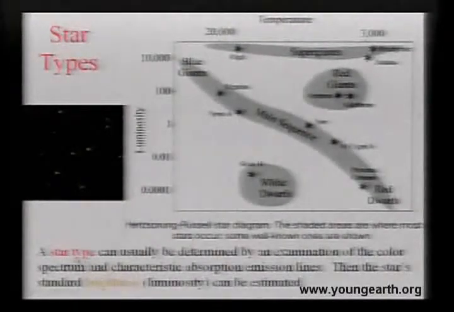Okay, so down at the bottom, star type can usually be determined by examination of the color spectrum and the characteristic absorption and emission lines. And then once we know that, we can know where they are in this diagram, and then the star's standard brightness can be estimated. Like the sun has a luminosity here of 1, just to give it a relative scale.